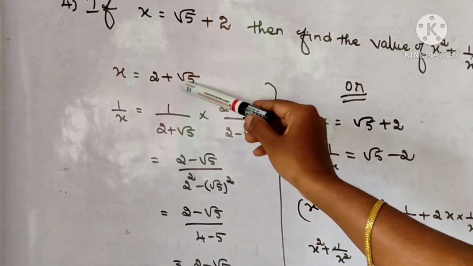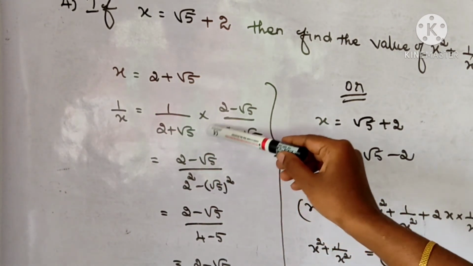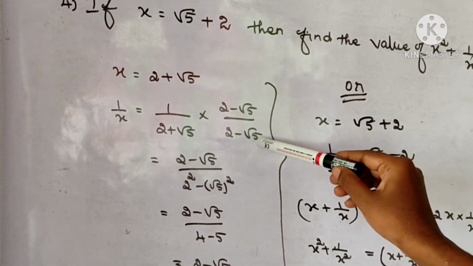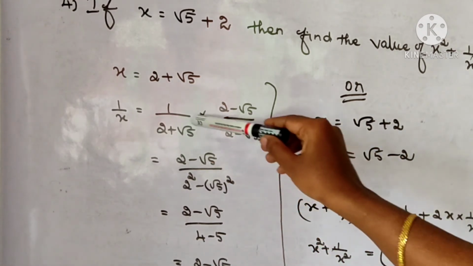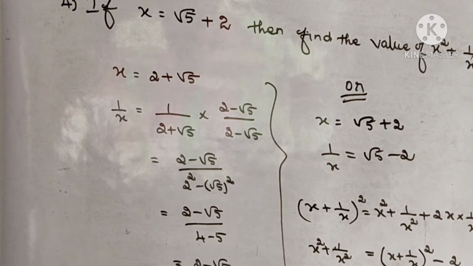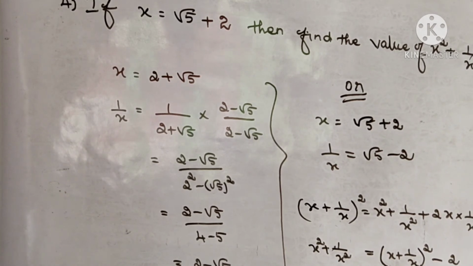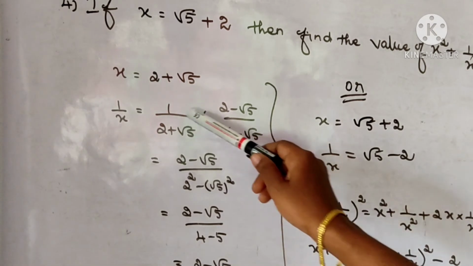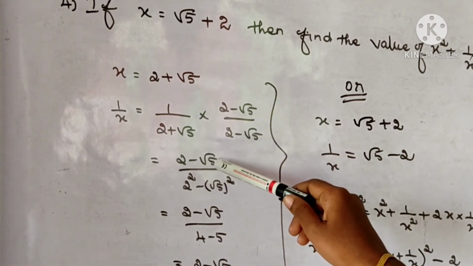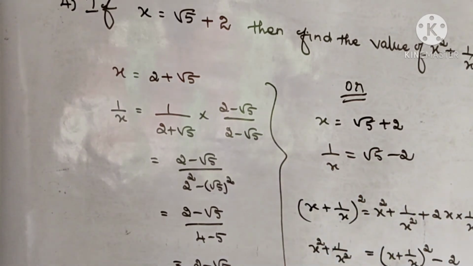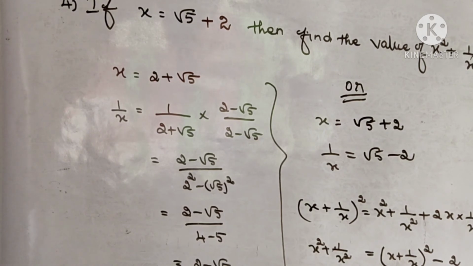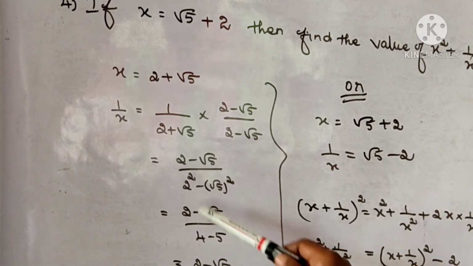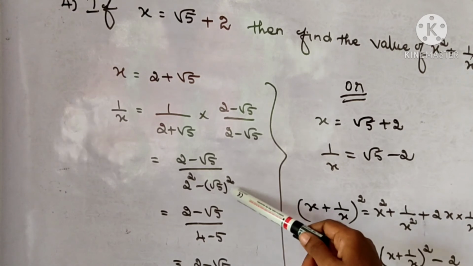So 1/x equals 1/(2 + √5) × (2 − √5)/(2 − √5). Take the conjugate of the denominator. The conjugate of 2 + √5 is 2 − √5. So both the numerator and denominator you multiply by 2 − √5. So the numerator is 1 into 2 − √5, we get 2 − √5, and the denominator is (a + b)(a − b). So a² − b², that is 2² − (√5)².